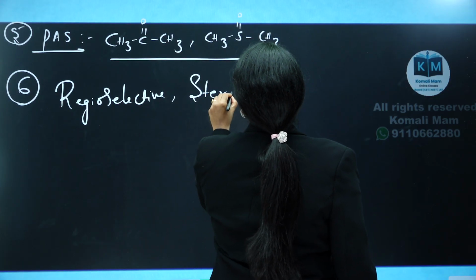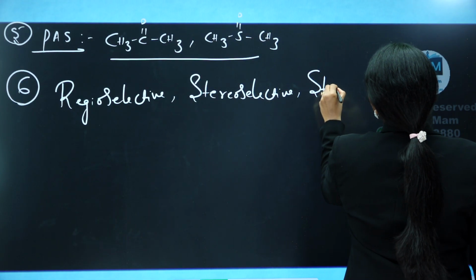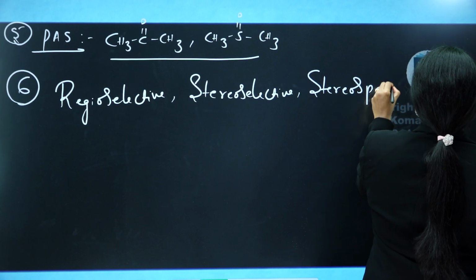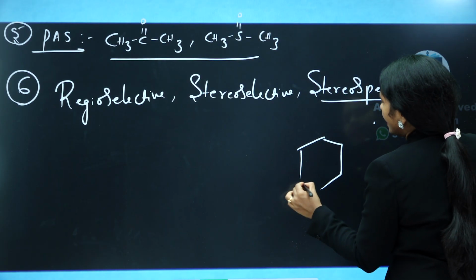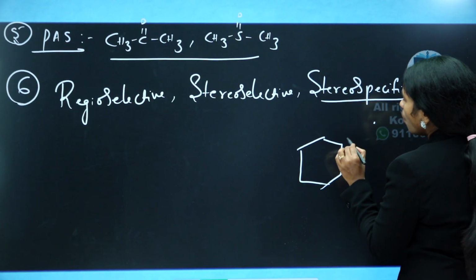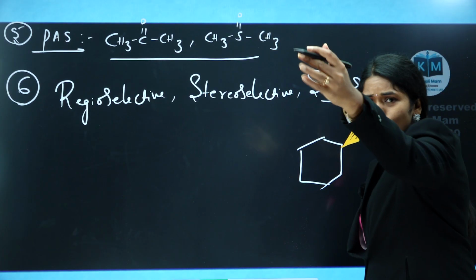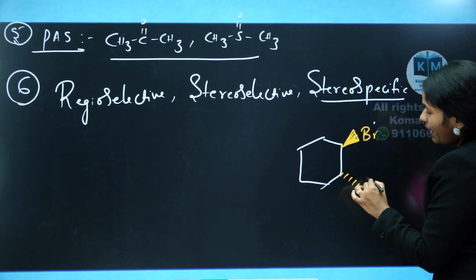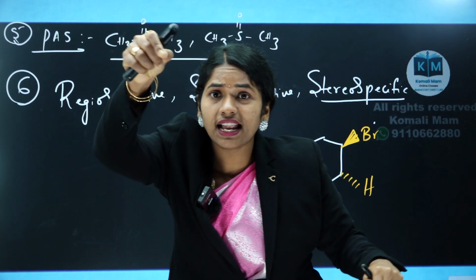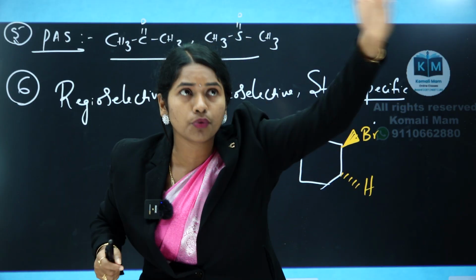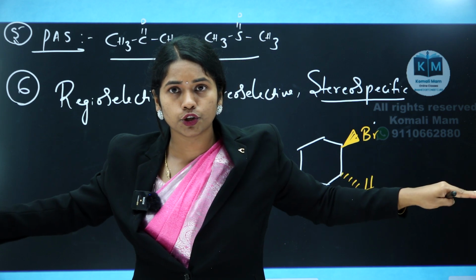Regioselective, stereoselective, come on, right? Stereoselective, stereospecific. What do you mean by stereospecific? As I told you, for example, one cyclic ring is there like this. On this, one bromine is towards you. This bond indicates towards you. Then the adjacent hydrogen should be away from you. The dash line indicates away from the viewer. The solid line indicates towards the viewer. Suppose one is towards the viewer, the other one is away from the viewer. Then only this reaction is possible. Otherwise, it is not possible.